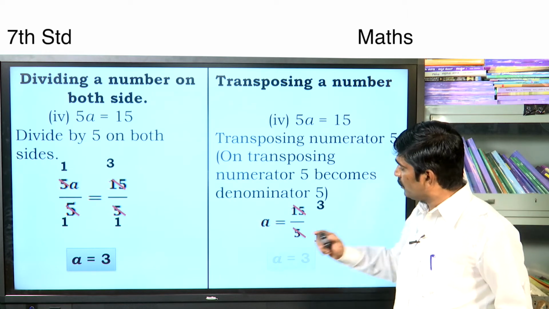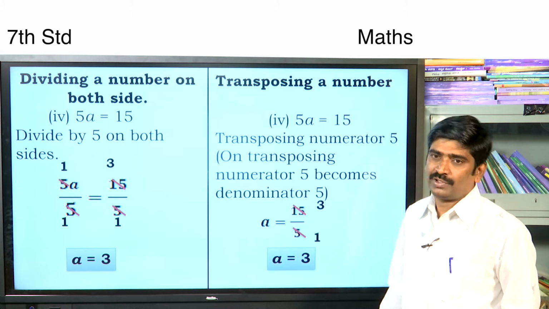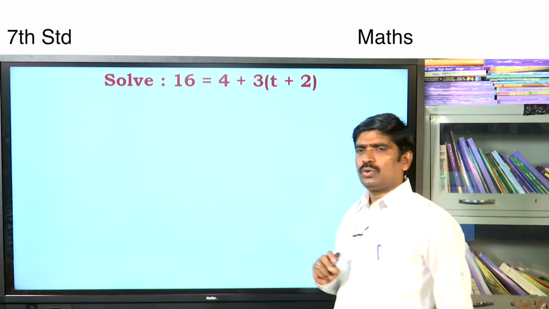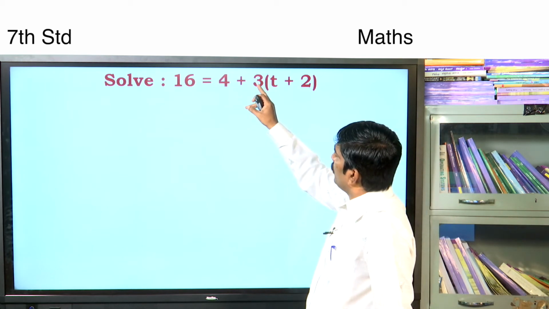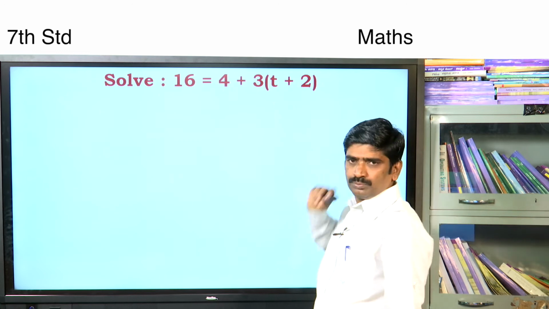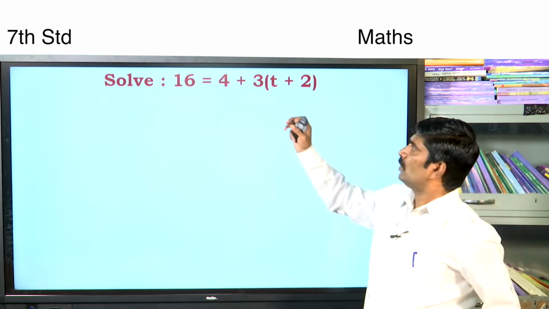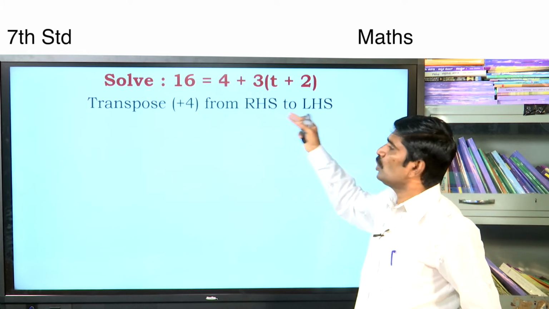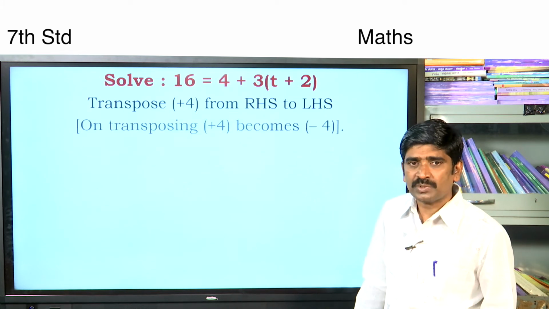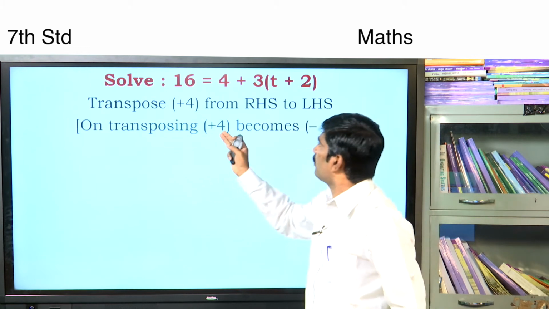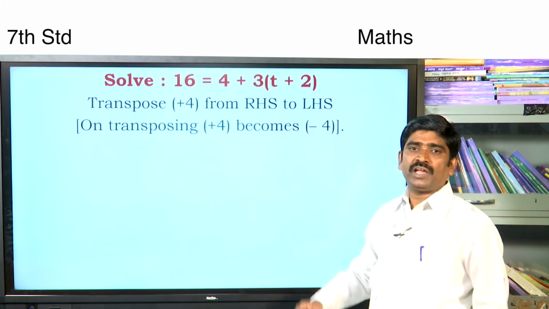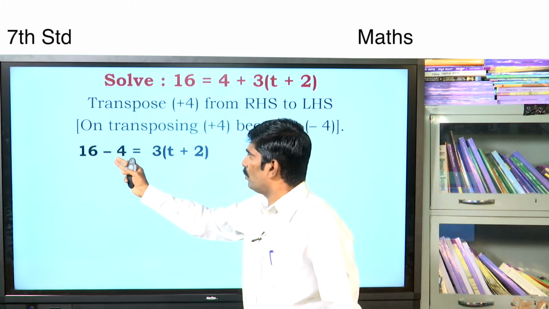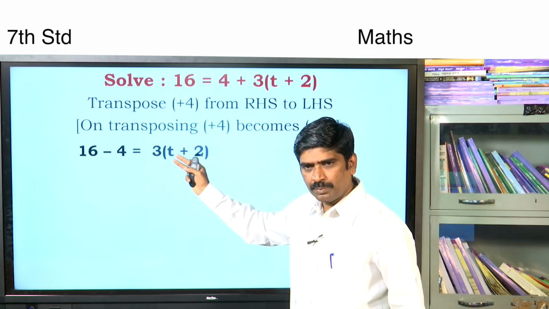Therefore, a is equal to 3. Very good. Solve: 16 is equal to 4 plus 3 into (t plus 2). First, what step do we take? Transpose plus 4 from RHS to LHS. Then what happens? On transposing plus 4, it becomes minus 4. Then 16 minus 4 is equal to 3 into (t plus 2).